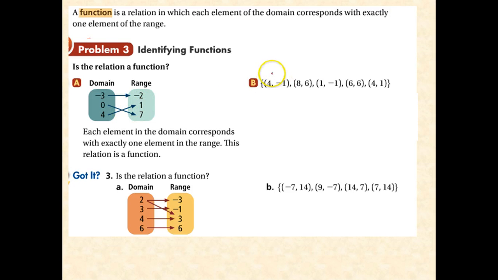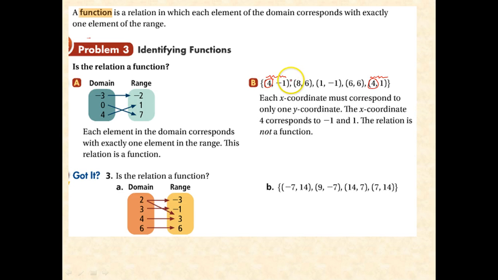What about on B? 4 goes to -1, 8 goes to 6, 1 goes to -1, 6 goes to 6, and 4 goes to 1. Does this break the rule? The answer is yes, it breaks the rule, because right here we've got 4 going to -1, and right here we've got 4 going to 1. So one single member, one input, 4, is getting mapped to two different outputs. So that is not a function.